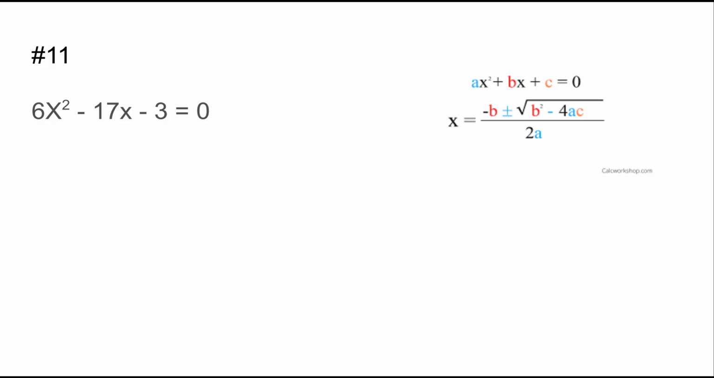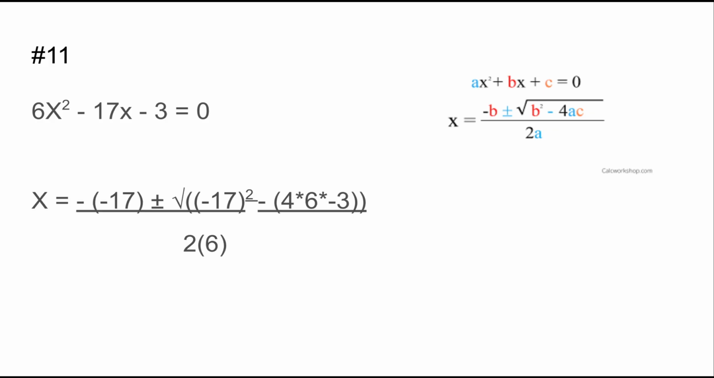Number 11, 6x squared minus 17x minus 3 equals 0. Plug it into our formula. Negative 17 plus the square root of negative 17 squared minus 4 times 6 times negative 3. Enter. Divided by 12 equals 3. Ooh, that's a nice even number. And let's do it again, subtracting. Negative negative 17 minus the square root of negative 17 squared minus 4 times 6 times negative 3. Enter. Divided by 12 equals negative 17 hundredths. These are your two solutions.